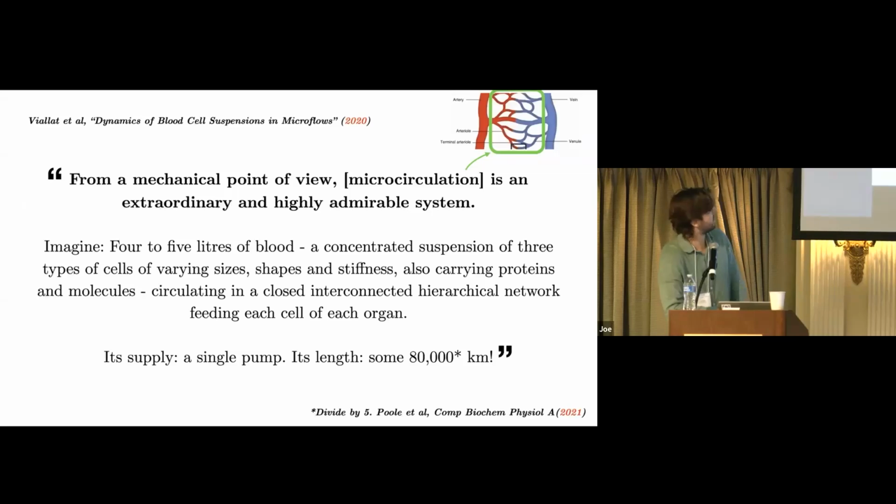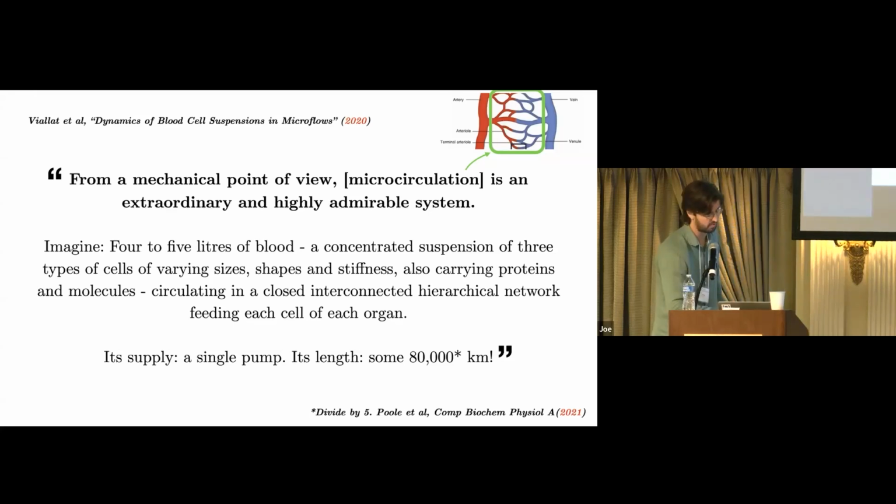And as we know, I really like this quote from Biot et al. So from the mechanical point of view, microcirculation is an extraordinarily highly admirable system. So imagine you have 4 to 5 liters of blood, a concentrated suspension of 3 types of cells of varying sizes, shapes, and stiffness, also carrying proteins and molecules, circulating in a closed, interconnected, hierarchical network feeding each cell of each organ. A single pump is producing the forcing, and its length is some 80,000 kilometers in the human.